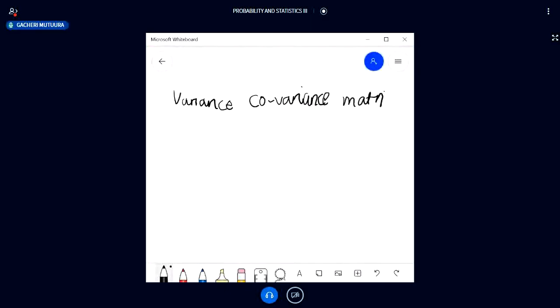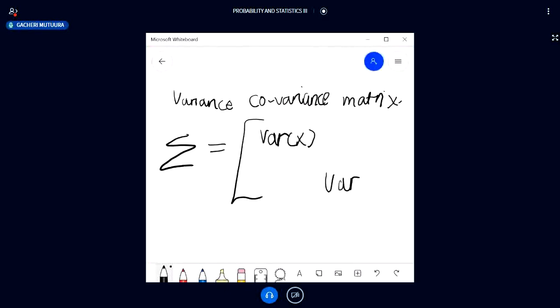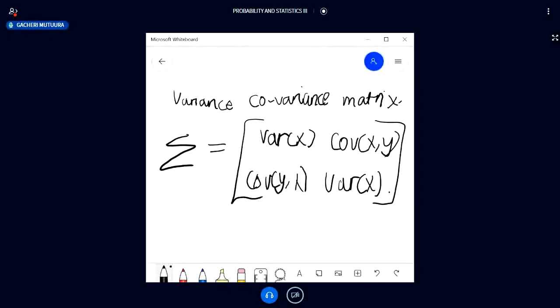The variance covariance matrix, we usually denote it as sigma, and it is usually a matrix that has the individual variances, so variance of x on this column, and this diagonal is called the primary or the principal diagonal. Then we have covariance of xy and covariance of yx. Covariance of xy and covariance of yx are equal. So these values will be equal.